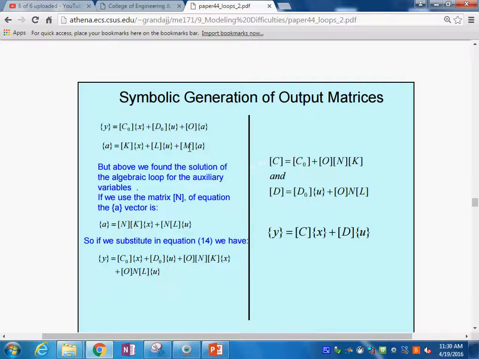We found that the solution of this algebraic loop for the variables, if we use the matrix N and the A vector, we will have this. So the y, the vector of outputs, has C and D original plus this other part of the equation. So in that case, you will come back with a C and a D that are new.